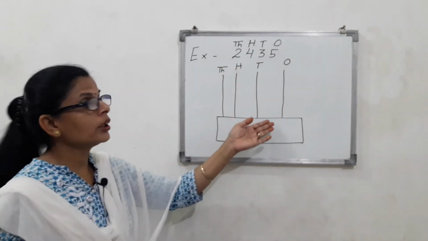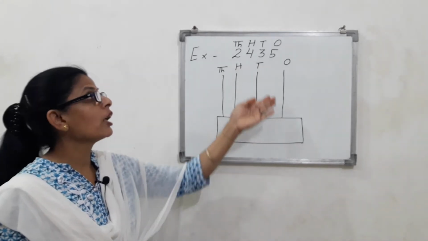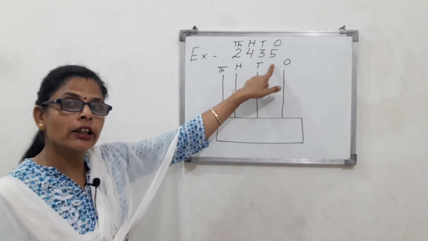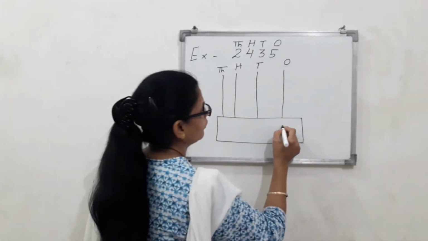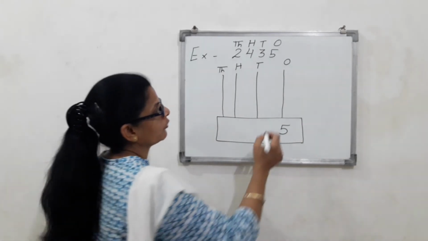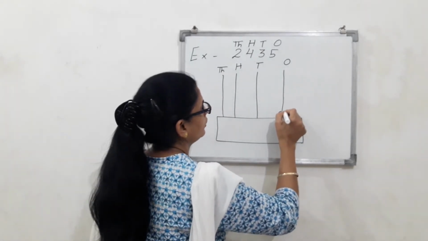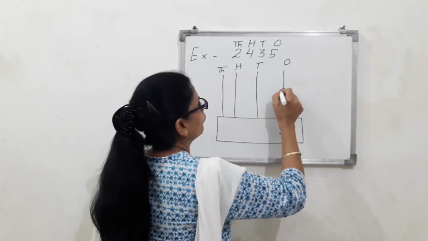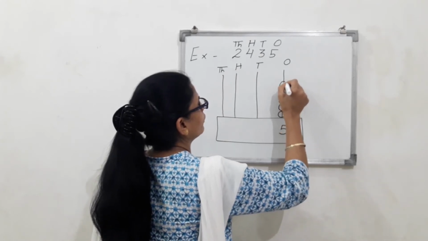So, how many beads do we have to make on the ones place? What is the digit given? 5. So we'll mark the number 5 here. How many beads do we have to make? We have to make 5 beads. 1, 2, 3, 4 and 5.